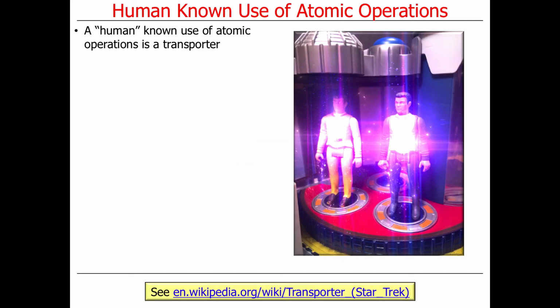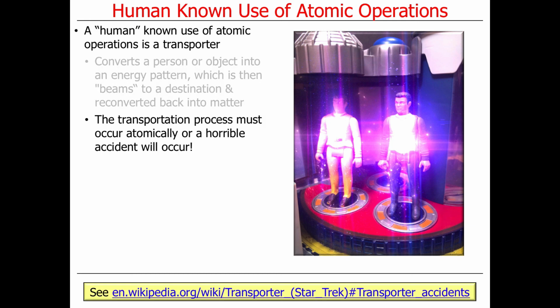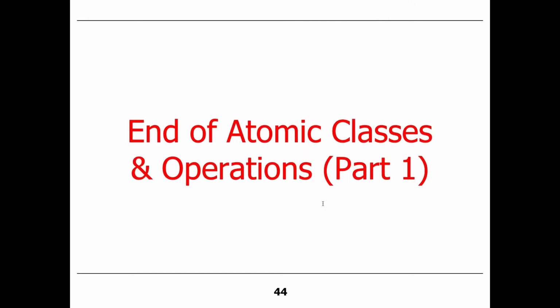What are human-known uses of atomic operations? My favorite, because I like Star Trek, is the Star Trek transporter. It converts a person or an object into an energy pattern, metaphorically speaking, since it's science fiction. Then it beams them to some destination and they're turned back into matter. Obviously, it better work atomically. If you stop halfway through, and that's actually a plot from a bunch of Star Trek movies, horrible things will occur. There's actually a Wikipedia link that talks about transporter accidents, so I'm sure that figured prominently in some of the shows. Okay, so that's basically the end of that part.